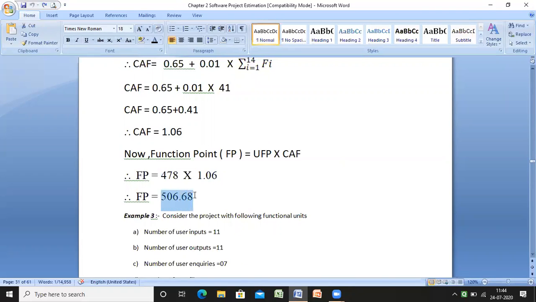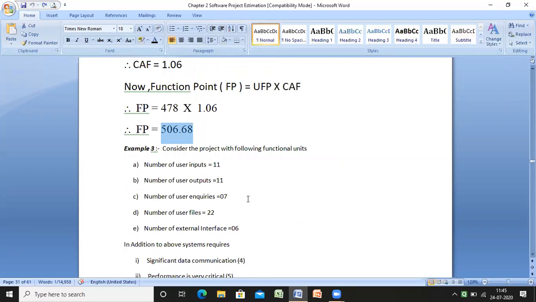So now function point is calculated as 478 and 1.06. Total is 506.68. This is the function point. You get it? Okay, it's a very simple example. Again, now one more example we are having.